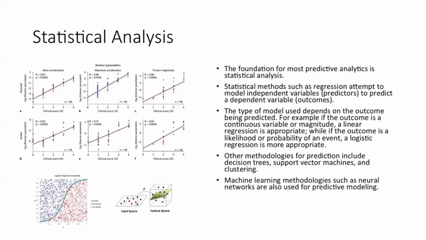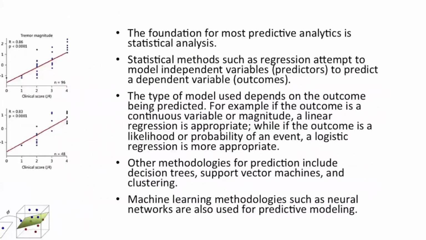Statistical analysis is the foundation for predictive analytics. There are many types of statistical methods, such as regression, that attempt to model a relationship between a predictor, or independent variable, and an outcome, or dependent variable. The types of models and algorithms used depend on what kind of problem you are modeling. For example, if the outcome you're modeling is a continuous variable, or in layman's terms a magnitude, like trying to predict the income of a person, then a linear regression is often used.